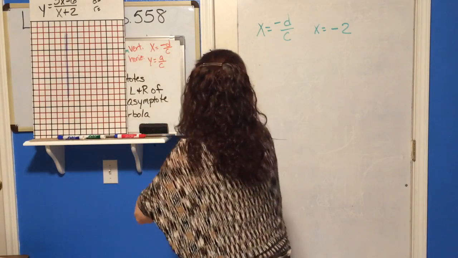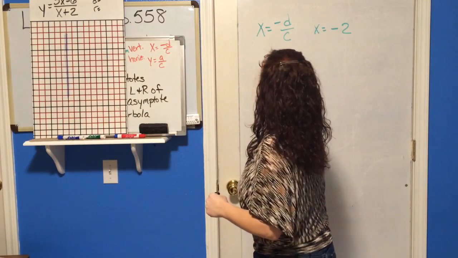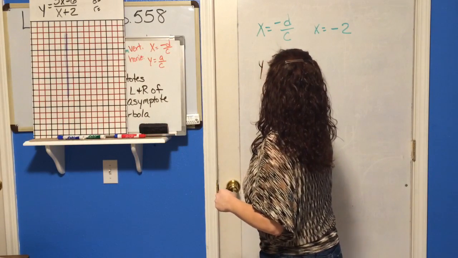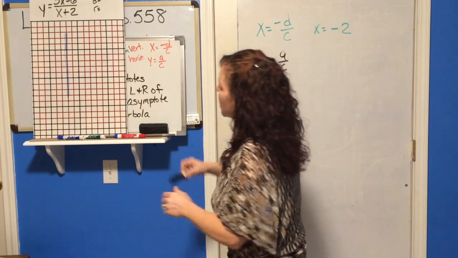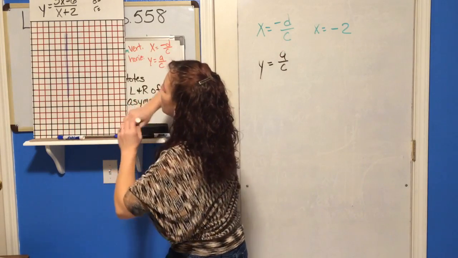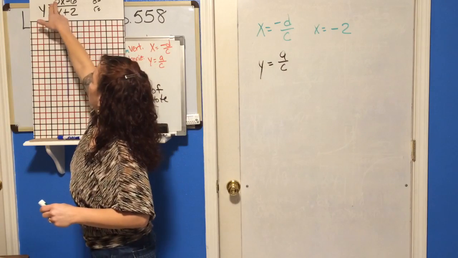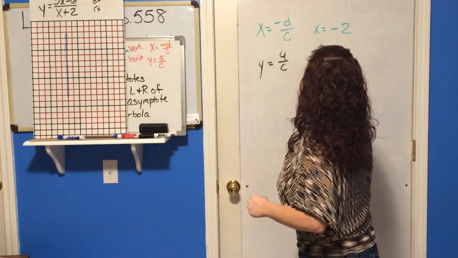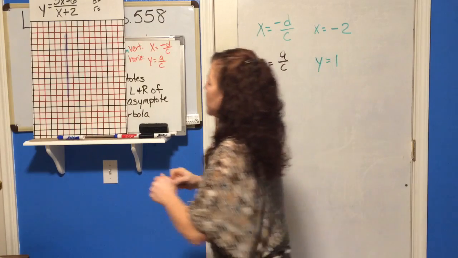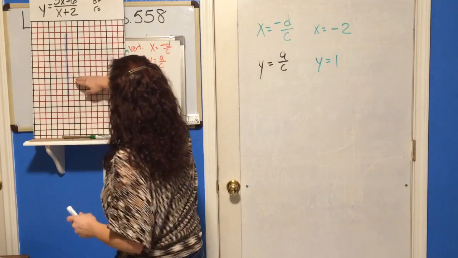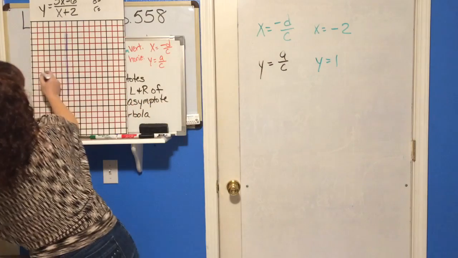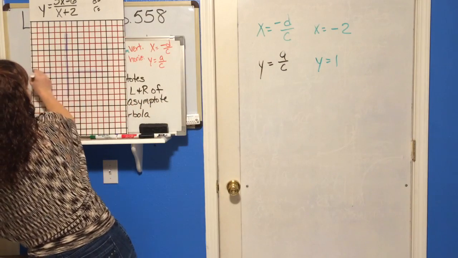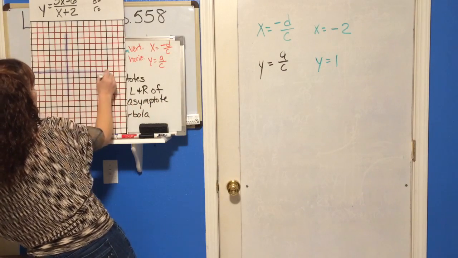And now the horizontal asymptote is at y equals a over c. And you remember those are the coefficients of our x terms. So 3 over 1. So y equals 1. All right. So y is 1 up. So here's my horizontal asymptote. You got it?